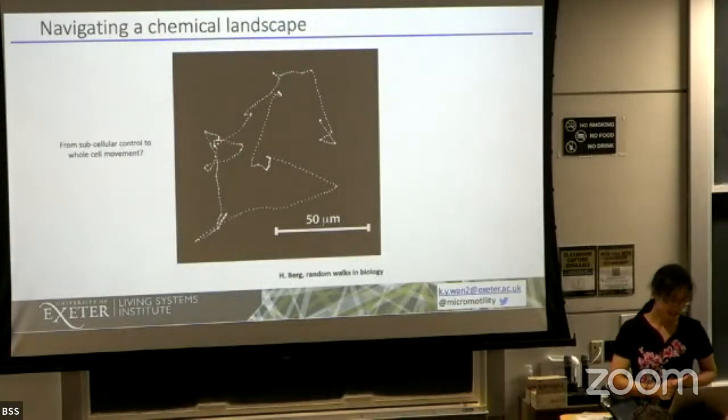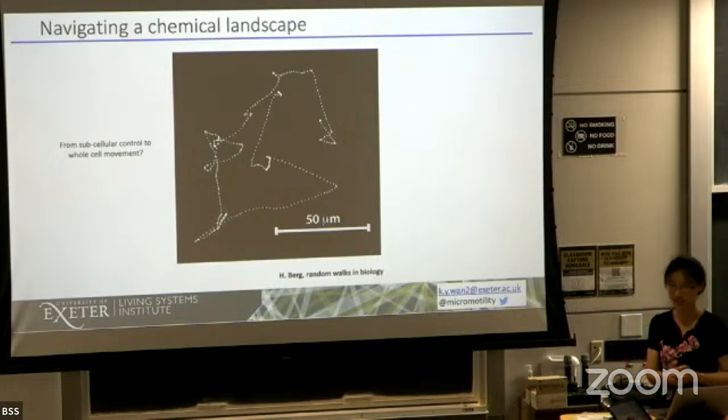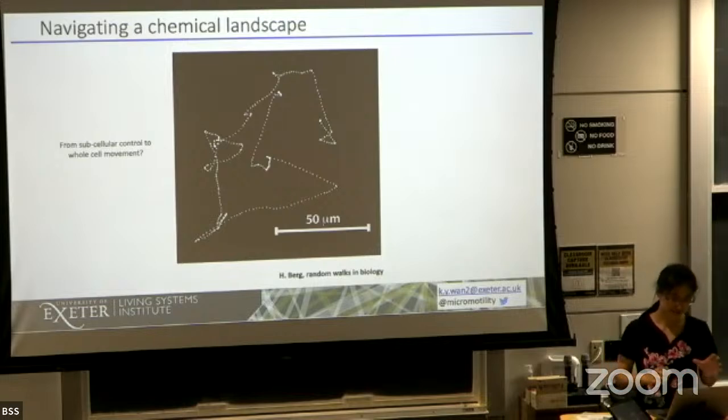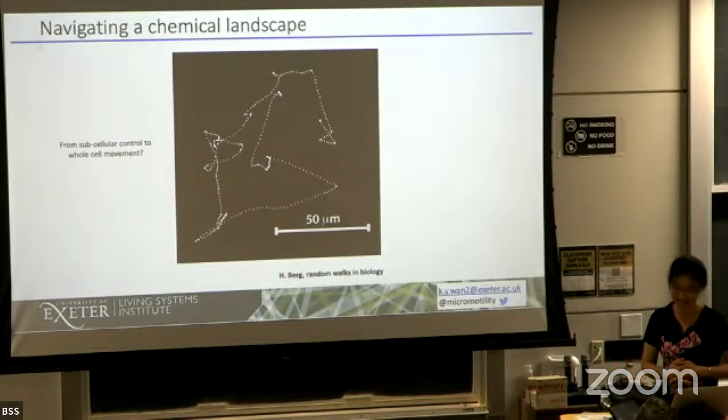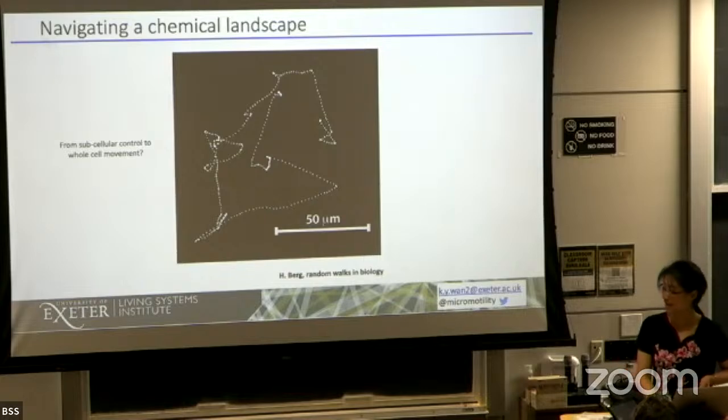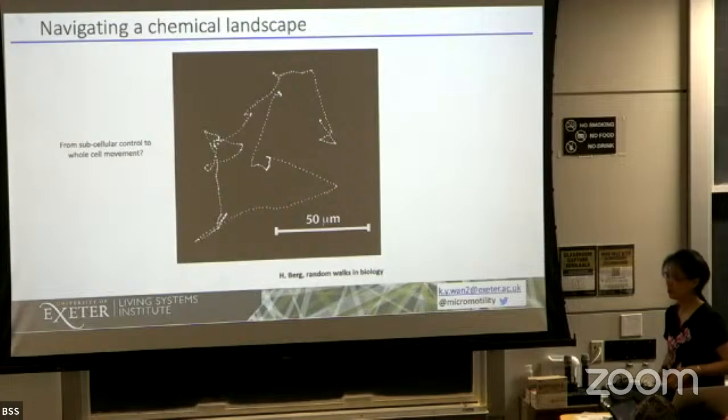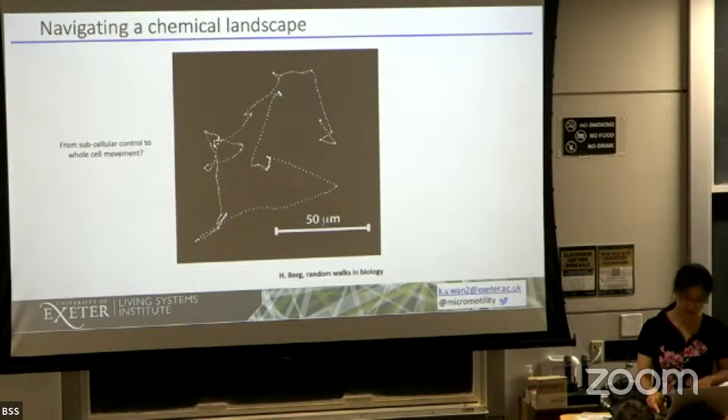Okay, so given that appendages generate movement, and by changing these gaits you can change the movement, naturally that leads to the question: how do you change your trajectories on a global level? This is the classic reference from Howard Berg, where, as most of us will know, bacteria and E. coli in particular do this run and tumble locomotion, alternating between periods where it just swims straight versus periods where it changes direction.